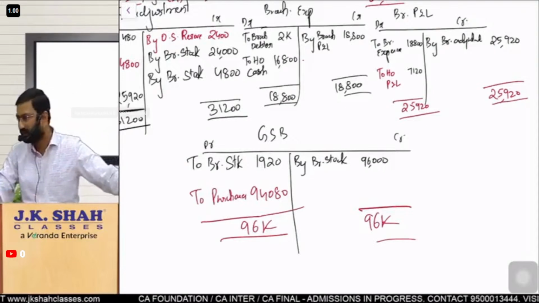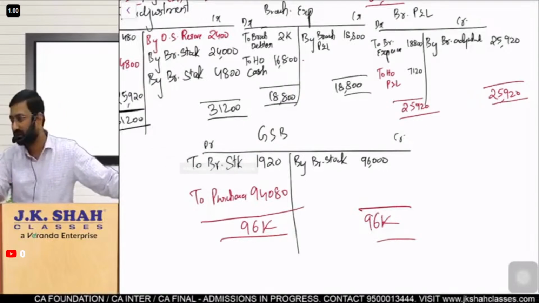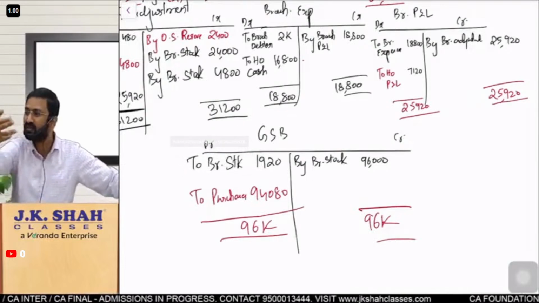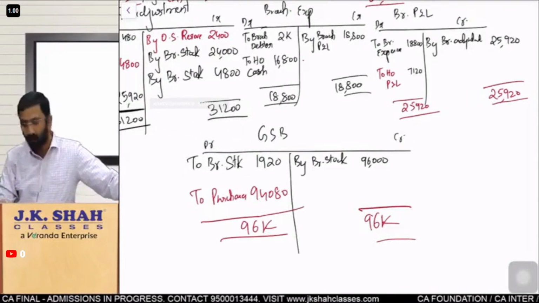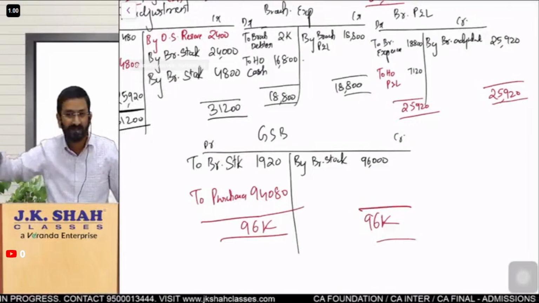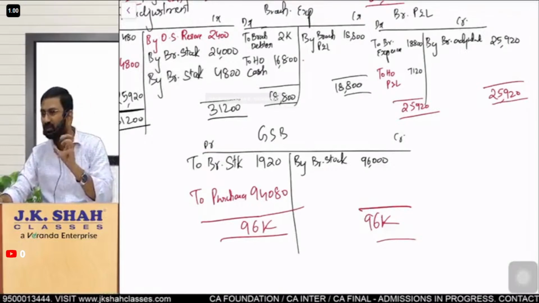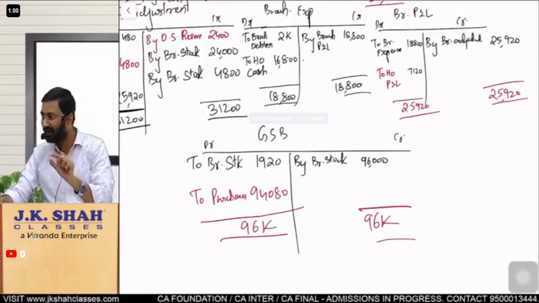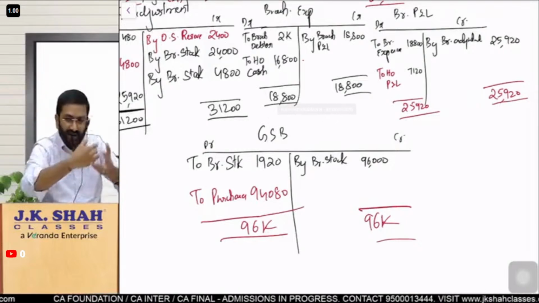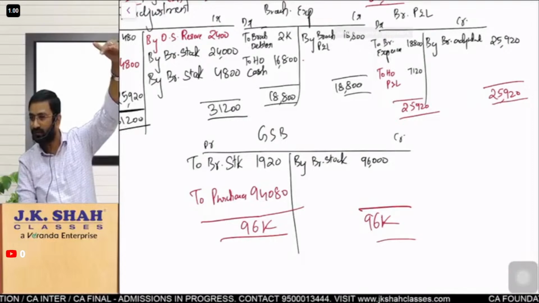Do you remember consignment? Look at that goods sent to branch account. What is the cost of the goods sent? 96,000. What is the cost of the goods returned? 1,920. That is all cost now. 96,000 sent, 1,920 returned. What is the net goods sent? 94,080 is what is sent to the branch, by head office. And when head office is preparing their trading account, they should remove that from purchases.